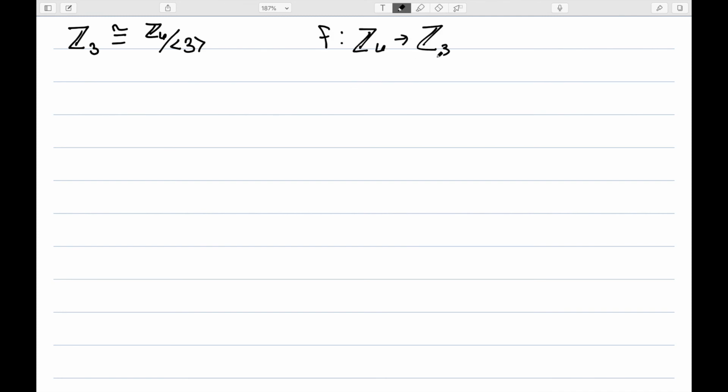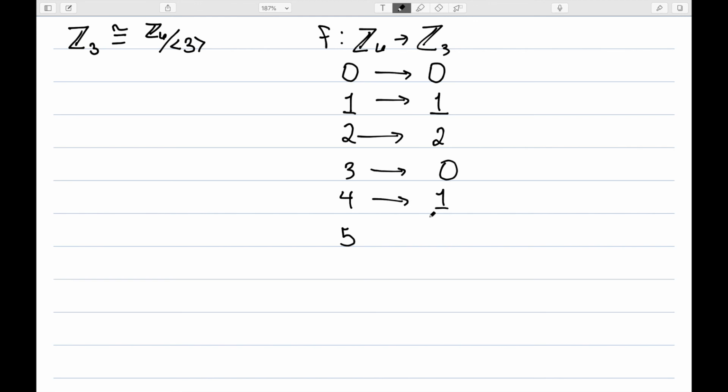So I need a function going from Z6 to Z3, and it needs to be onto. So Z6 consists of 0, 1, 2, 3, 4, 5. And Z3 consists of 0, 1, 2, and we're going to map those elements directly. I'm going to map 3 to 0, 4 to 1, and 5 to 2. And you can double check that this is a homomorphism, and we can see that the kernel of this consists of the elements 0 and 3, which is just the subgroup generated by 3. So by my theorem, we have that Z3 is isomorphic to Z6 mod the subgroup generated by 3.